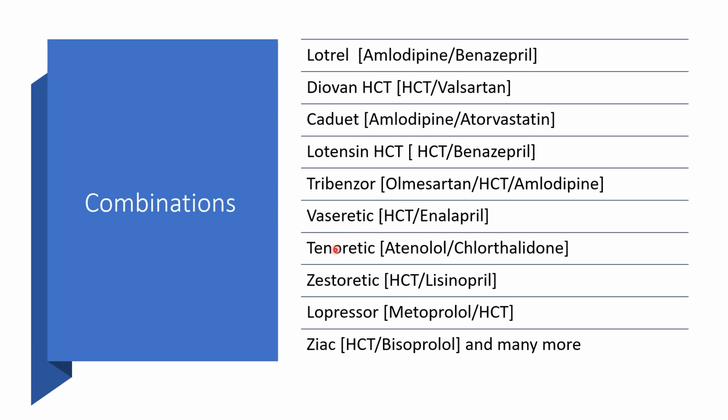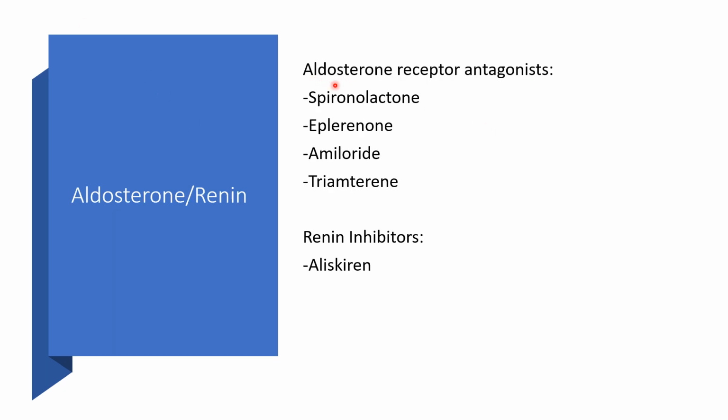Vaseretic, Tenoretic, atenolol with chlorthalidone, Zestoretic, and Ziac. Aldosterone receptor antagonists will be spironolactone, eplerenone, amiloride, triamterene. But we must be careful. There may be a high level of potassium here because they have the capability to retain potassium. Okay, and renin inhibitors will be aliskiren.